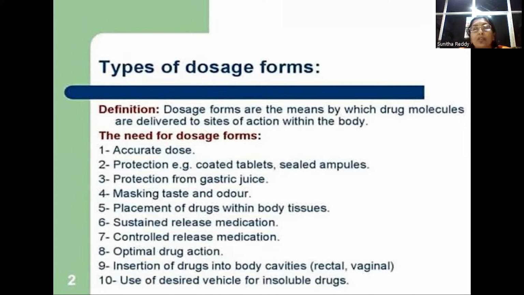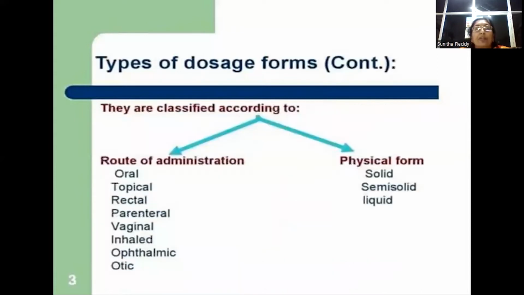Why do we require dosage forms? Because we can deliver the accurate dose, or we can protect the API either by coating or a sealed ampoule, protect it from the gastric juice, or mask the taste and odor, and place drugs within body tissue. Sustained release medication is also one of the types of dosage forms, to deliver to the target tissue or for sustained action over a prolonged period of time. Controlled release medication gives optimal drug action, and dosage forms allow insertion of drug into a body cavity, rectal or vaginal, or use of a desired vehicle for an insoluble drug.